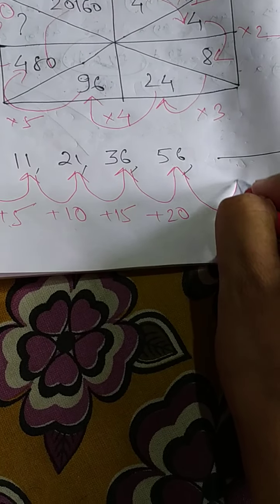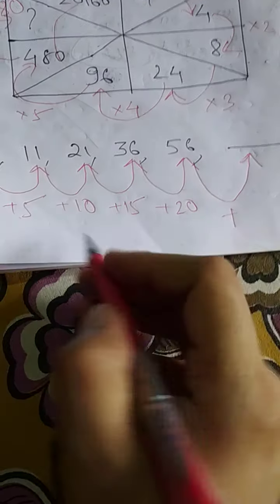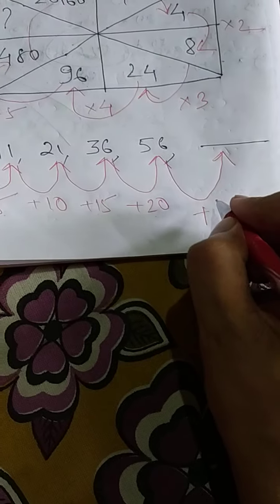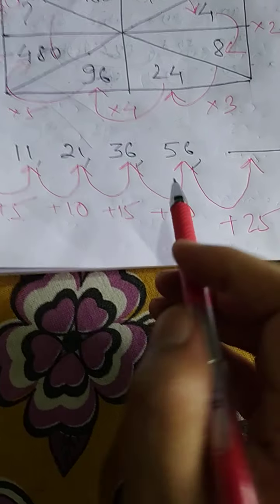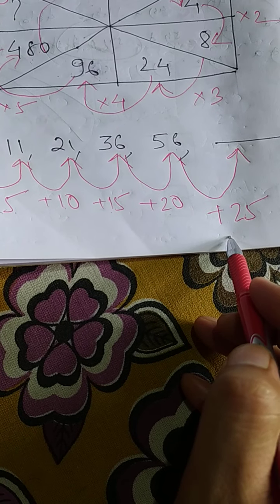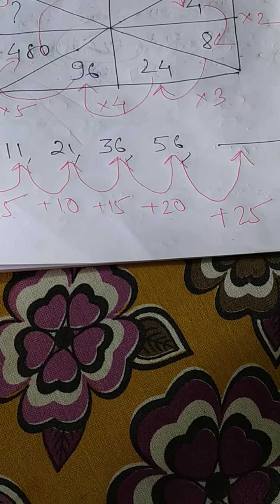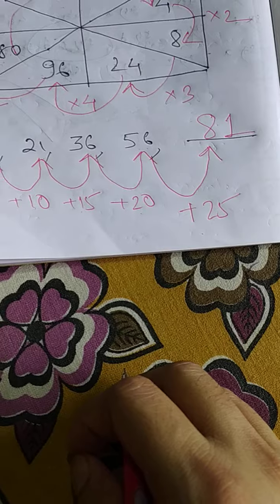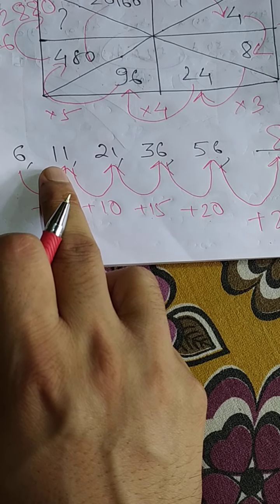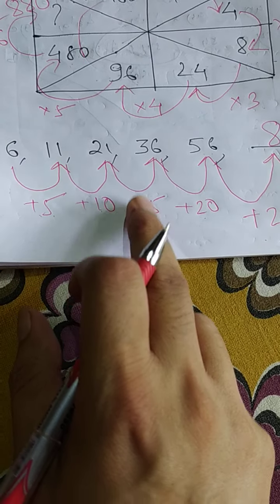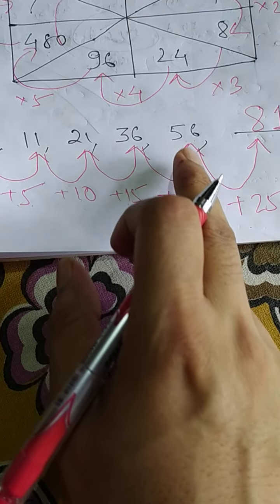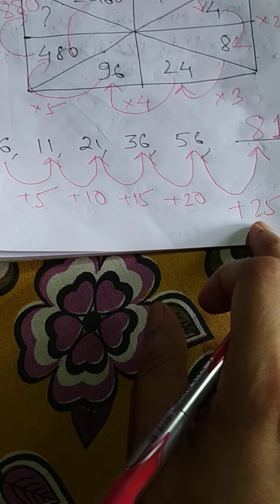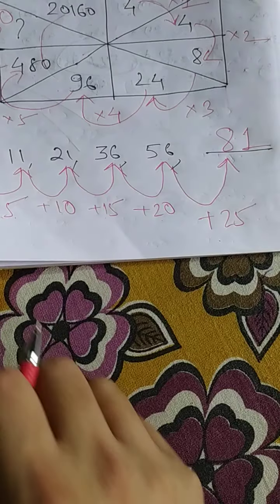So next one will be how much? Now you see here, plus 5, plus 10, plus 15, plus 20. So next one will be plus 25. So 56 plus 25 is how much? Your answer is 81. Once again, 6 plus 5, 11; 11 plus 10, 21; 21 plus 15, 36; 36 plus 20, 56; 56 plus 25, 81. Your final answer is 81.